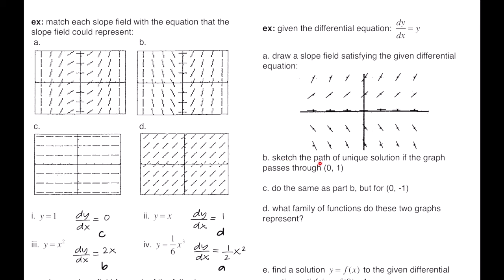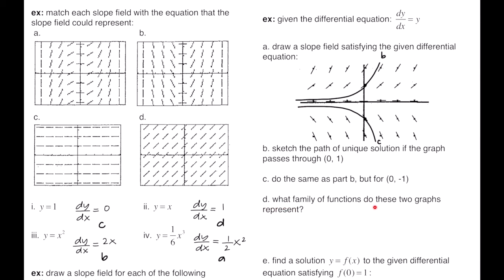Part B says sketch the path of unique solution if the graph passes through the point 0, 1. So we'll plot the point 0, 1. To the right, the graph will go up, and to the left, the graph will coast along this horizontal asymptote. And here's the solution curve for part C, going through the point 0, negative 1. Part D says what family of functions do these two graphs represent? So if you look at this curve and this one, you'll notice that these are exponential functions.